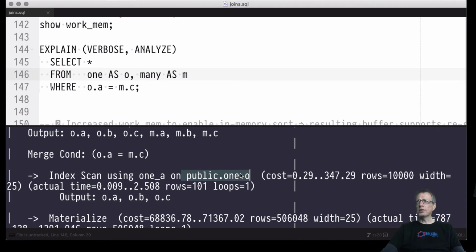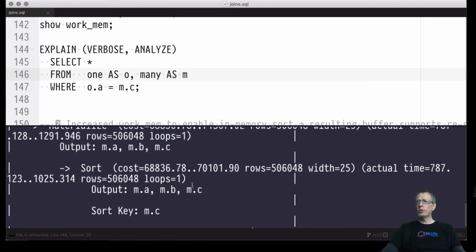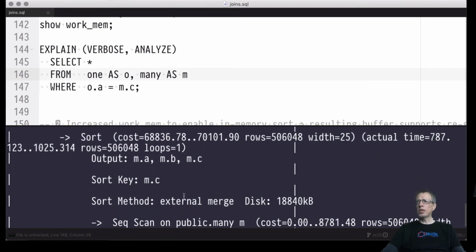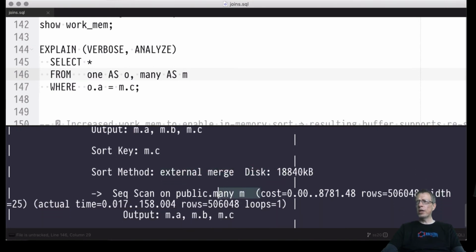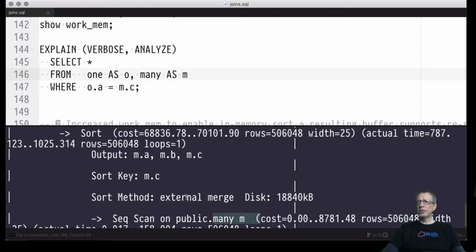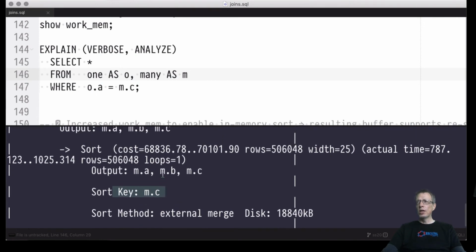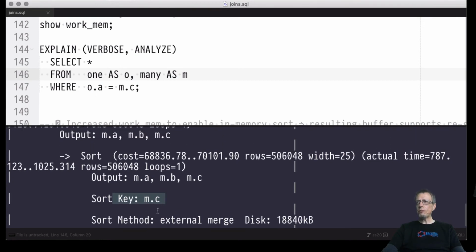How about the right-hand side input? The many rows have to arrive in C order. Well, we have to establish this C order using an external merge sort, as you can see. So we are scanning the many rows. All of these are fed into an external merge sort, of course, based on the key C here, and it will produce the rows in the single external run that will be produced by this sort order.